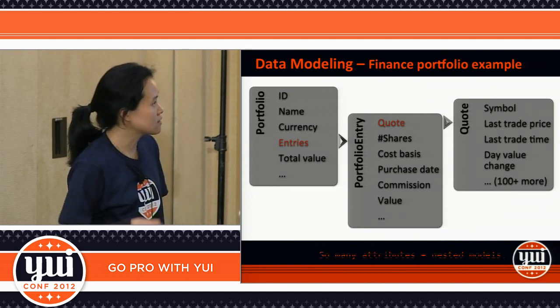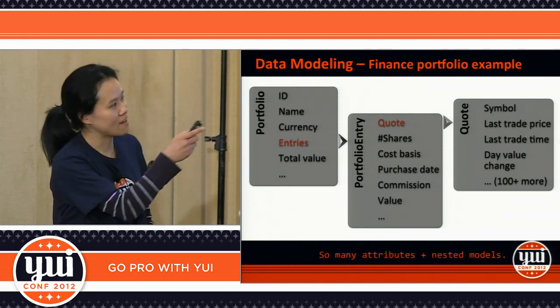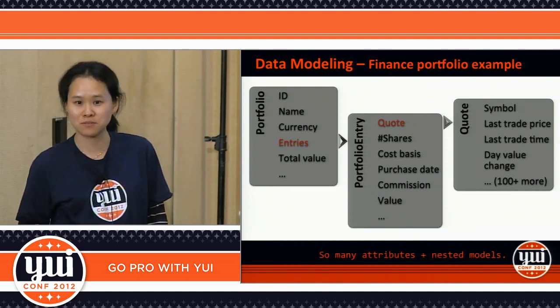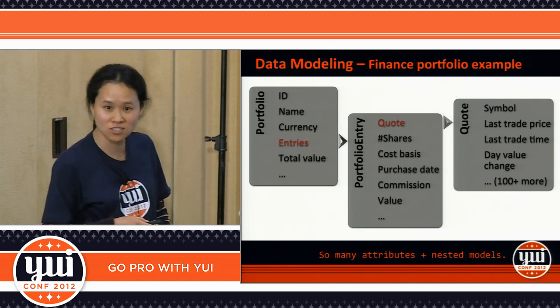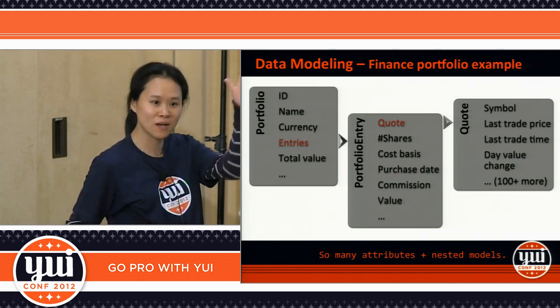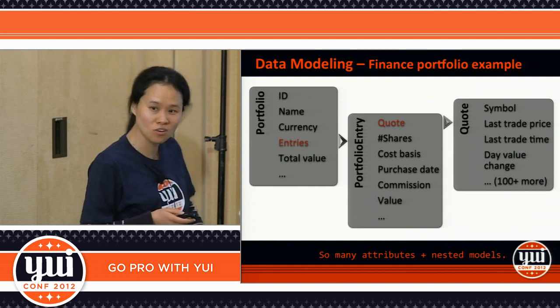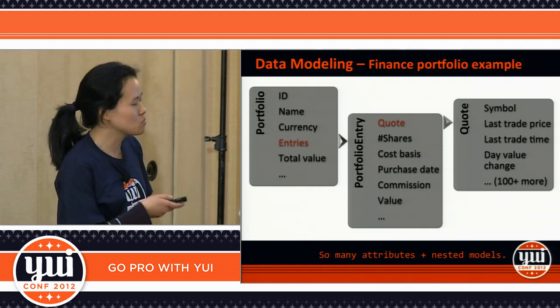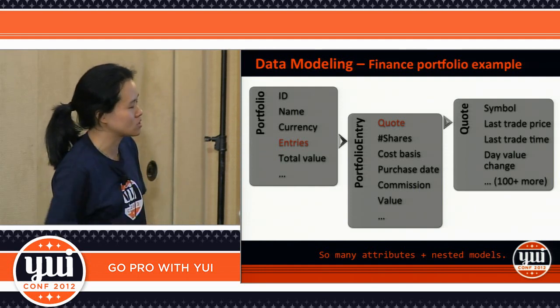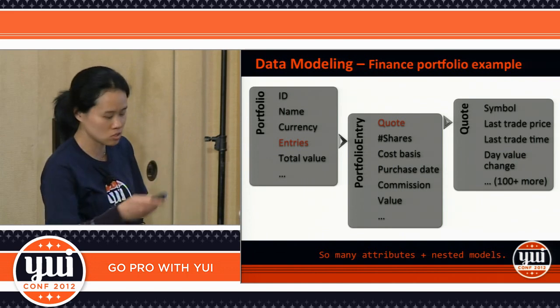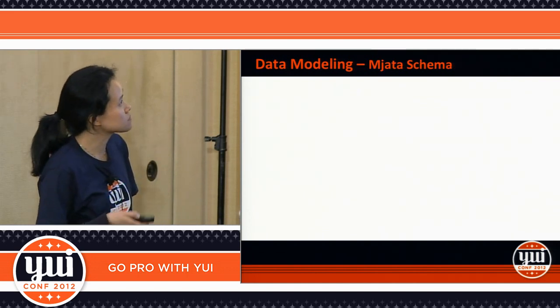So you can see that this is already an overly simplified example I've put up here for the presentation, so you don't have to stare at hundreds of fields or attributes. There are so many attributes, and there are nested models. There are relationships between these models. How do we manage that?